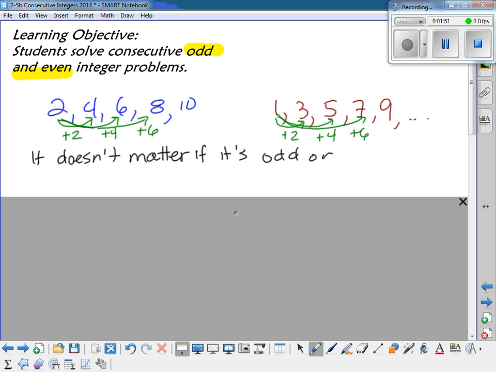Now, this is going to mess with your mind some, because when you go to set up the expressions, when it's odd, you are going to be really tempted to do n plus 1, n plus 3, n plus 5. Don't do it. Just imagine that the word was actually even. It's always going to be n plus 2, n plus 4, n plus 6, n plus 8, and so on. It doesn't matter if it's odd or even. The numbers are always 2 apart.